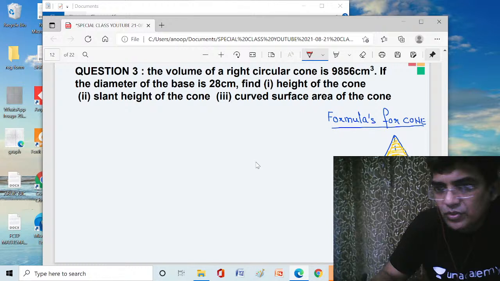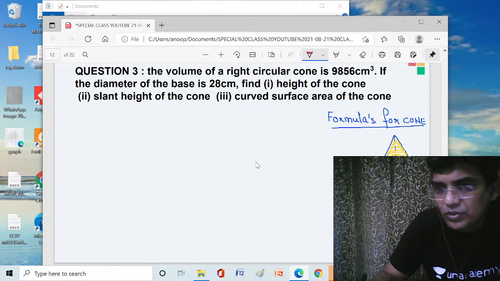Just see if these formulas are clear to you. You can quickly note down these formulas. I am giving you 1 or 2 minutes to note them down, because then I will have to rub it and then we will be solving the question.